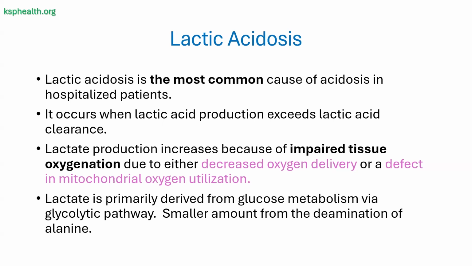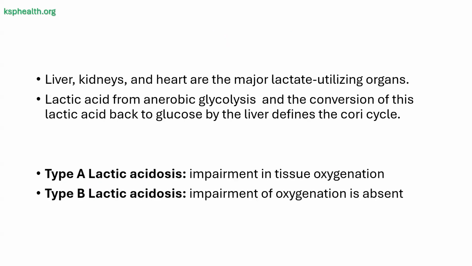Lactate is primarily derived from glucose metabolism via the glycolytic pathway. A small amount can come from deamination of alanine. Liver, kidneys, and heart are the major lactate producing or utilizing organs. Lactic acid from anaerobic glycolysis and conversion of this lactic acid back to glucose by the liver defines the Cori cycle. So type A lactic acidosis is where there is an impairment in tissue oxygenation.